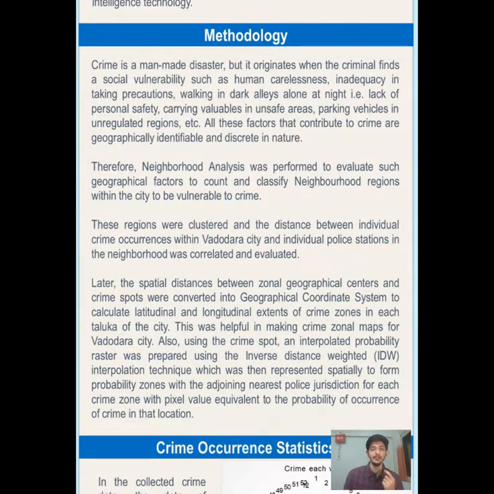Methodology. As we know, crime is a man-made disaster, but it originates when the criminal finds a social vulnerability such as human carelessness, inadequacy in taking precautions like walking in dark alleys alone at night, or lack of personal safety, carrying valuables in unsafe areas, parking vehicles in unregulated regions, etc. These regions, which were vulnerable, were clustered together, and the distance between individual crime occurrences within Vadodara city and individual police stations in the neighborhoods were correlated and evaluated. Later, the spatial distances between zonal geographical centers and crime spots were converted into a geographical coordinate system to calculate the latitudinal and longitudinal extents of crime zones in each taluka.